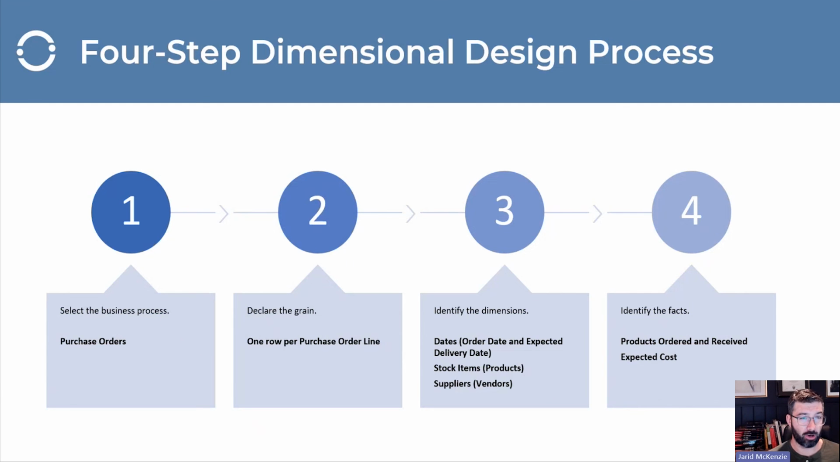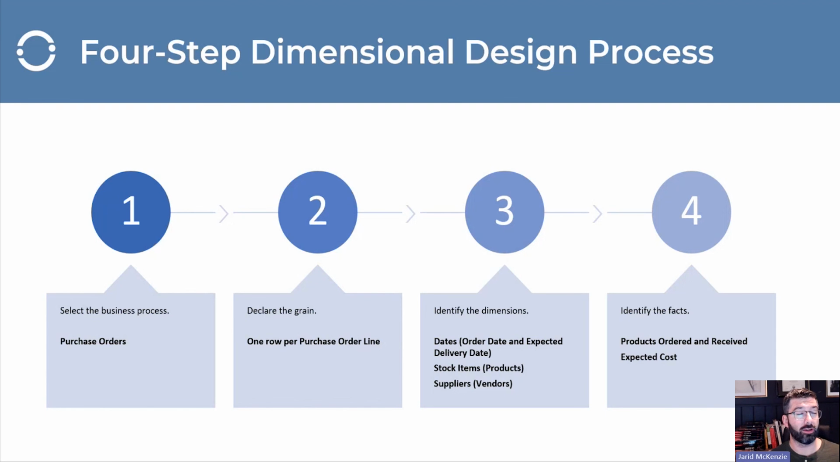Any business process is going to be associated with a date or a time dimension, because in order for an event to take place, it has to take place at a time. So you're always going to have a date or a time dimension in these types of models. But we have a what, the stock items or the products that we're modeling. And then we have the who. Who are we purchasing from? My suppliers or my vendors?